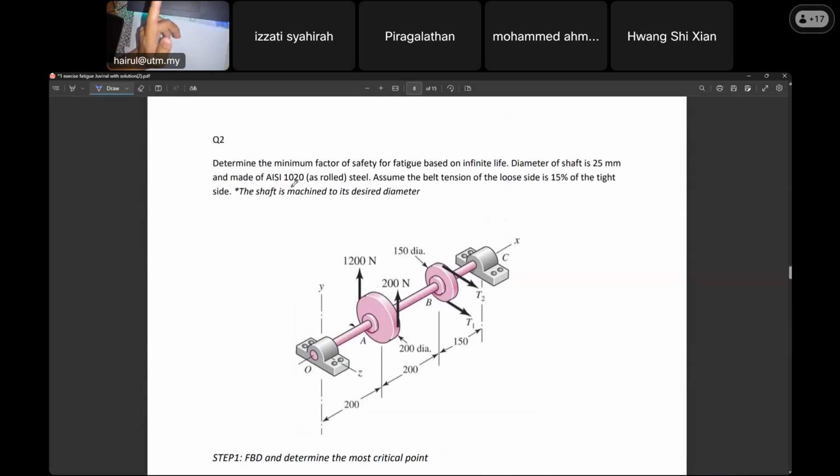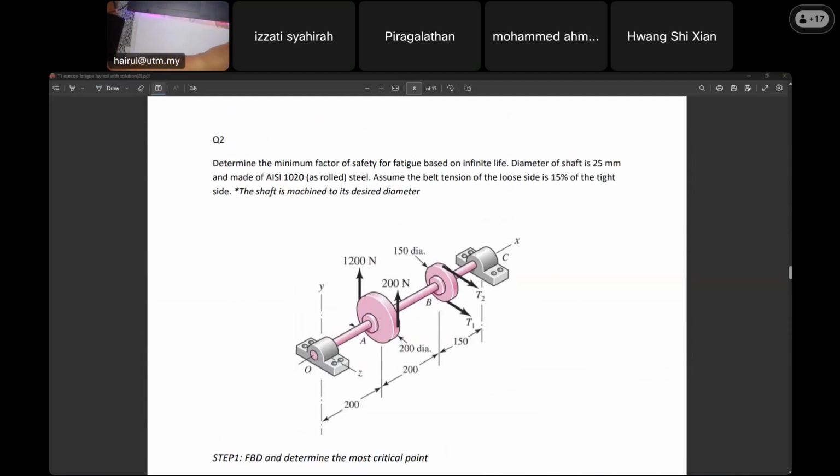The shaft is AISI 1020 hot roll. Of course, from here you can find the SUT. Remember, Sn prime is 0.5 SUT? From here you can find your SUT, because for fatigue analysis we no longer use SY. Clear, class? We don't use SY.